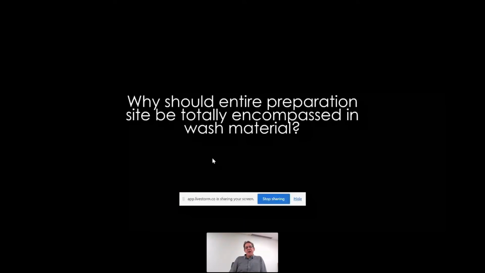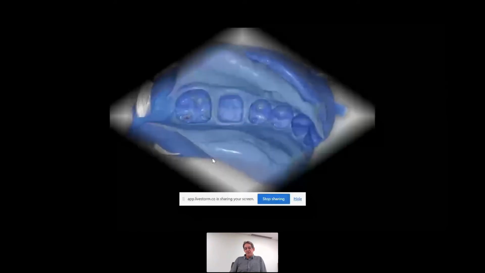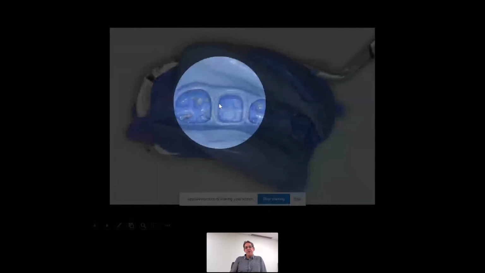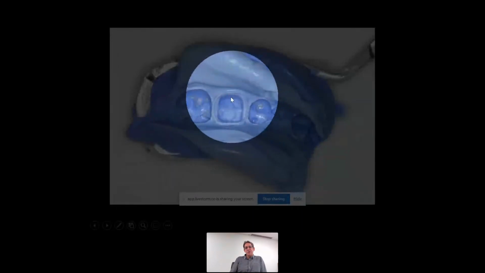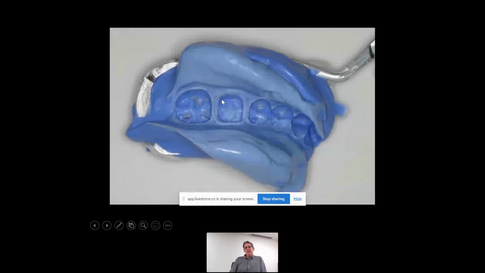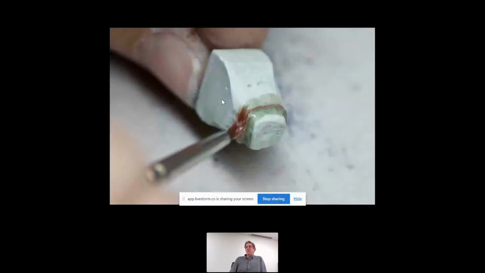So why should the entire preparation site be totally encompassed in wash material? So this is the type of situation you want, where that entire preparation is totally encompassed in wash material. And the reason being is that typically when you send your impression to the lab, depending on the clinician, they'll know for Dr. Smith, they'll put on 4 coats of die spacer, or for Dr. Jones, they put on 5 coats. Well, we know that with your light body materials, you get about 3 to 7 microns of accuracy. With your tray putty materials, you only get between 45 to 55 microns of accuracy.